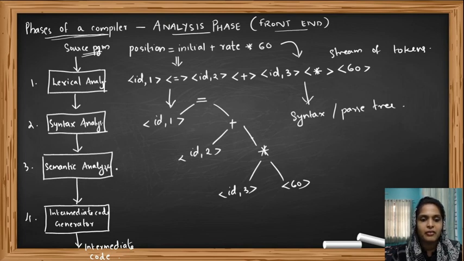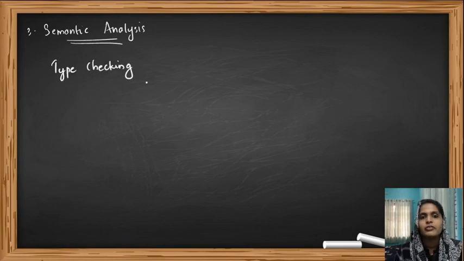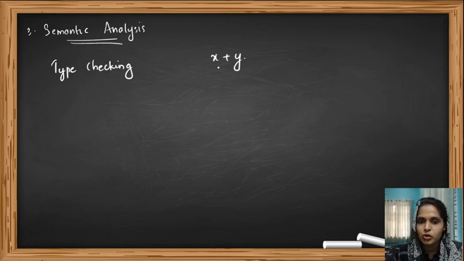Now the third phase of the compiler is semantic analysis. In semantic analysis we will be checking the semantics or the meaning of our program. The main task of semantic analysis is type checking. For example, suppose we are adding the values of x and y. In order to add x and y, both x as well as y should be of the same type. For example, x should be an integer and y should be an integer. Then only we will be able to add it.